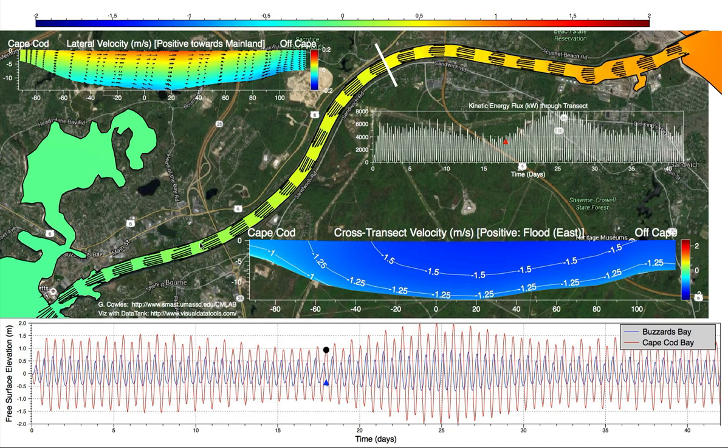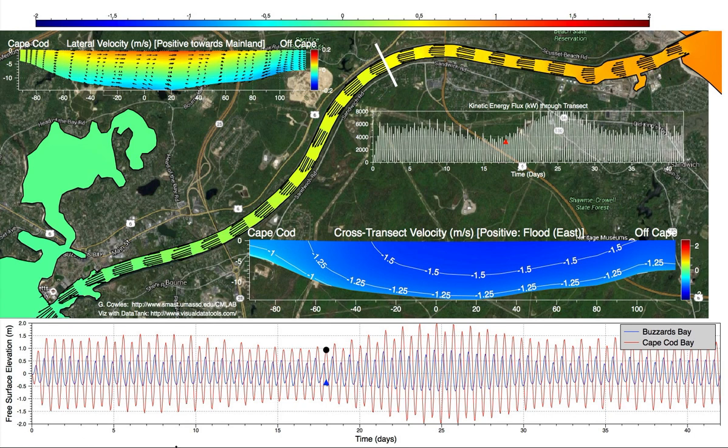So the flow through the canal is driven by this pressure difference. The pressure difference stems from the difference in water elevations on either side, with the elevation on the Cape Cod Bay side oscillating about 3.5 hours behind, and with much greater amplitude than the Buzzards Bay side. And this leads to a difference. That's shown in this elevation plot down here.